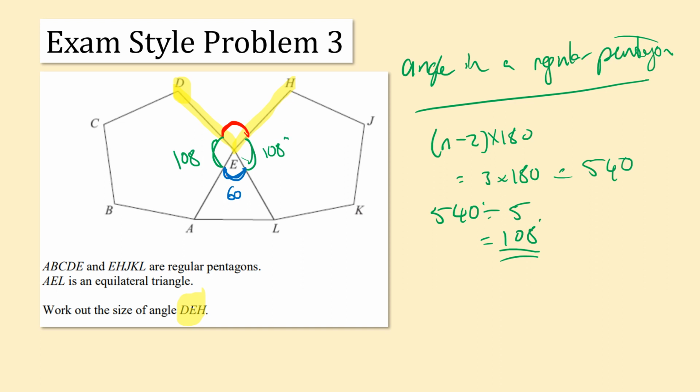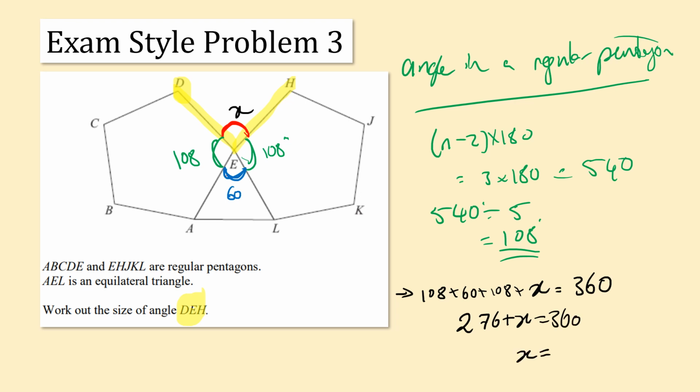Okay, and then let's think about that situation right in the middle. So I've got 108 plus 60 plus 108 plus, let's call it x, the unknown, plus x, all make 360 degrees because they're angles around a point. If I add up those three numbers, 108, 60, and 108, they make 276. Okay, solve that equation, we get 84 degrees.